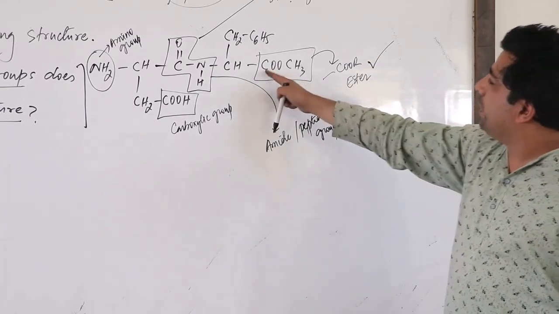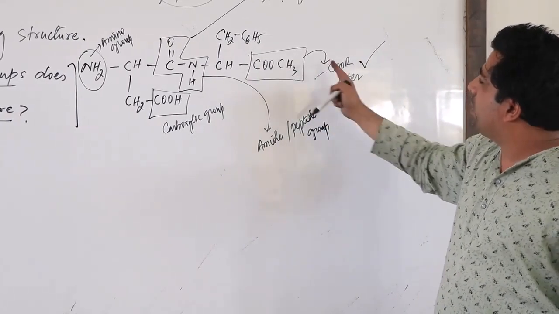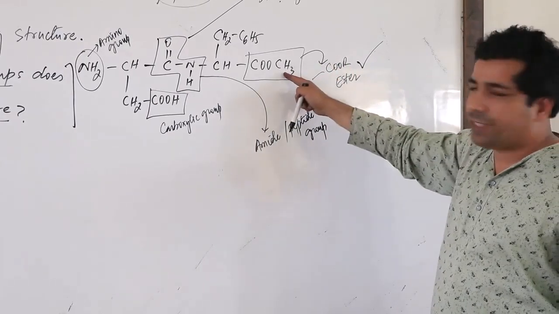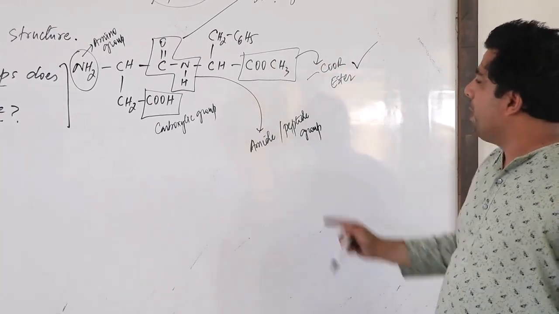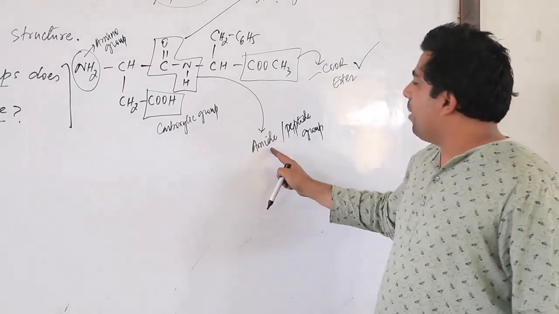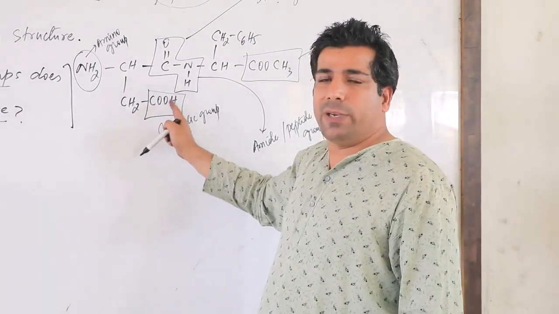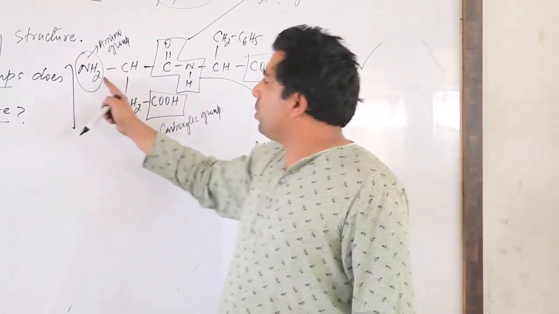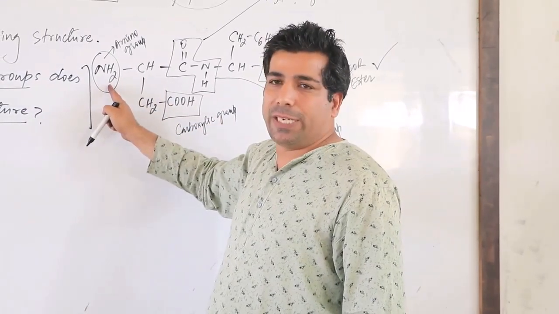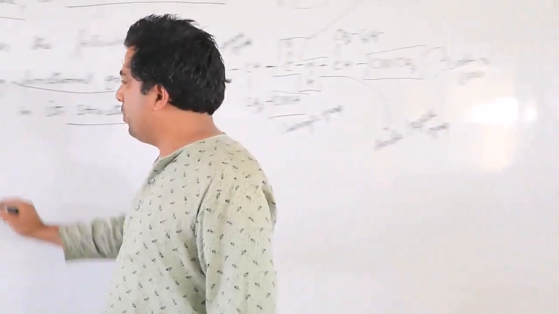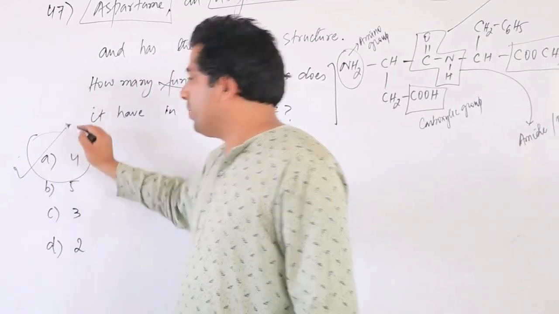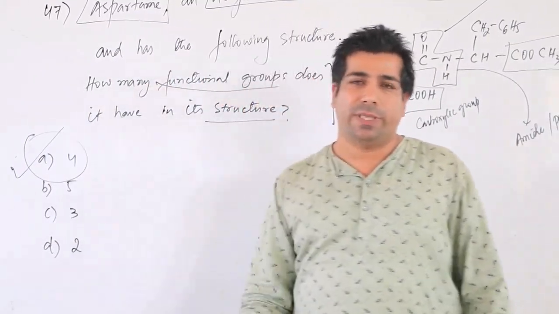Ester, COOCH3 is nothing but COOR. R is here CH3, correct? So it's ester. CONH is an amide or peptide group. So second functional group. Third functional group is COOH, carboxylic group. Fourth functional group is amino group, NH2 group. So total number of functional groups are 4. I hope you have understood, my dear friends. Please make note of this.